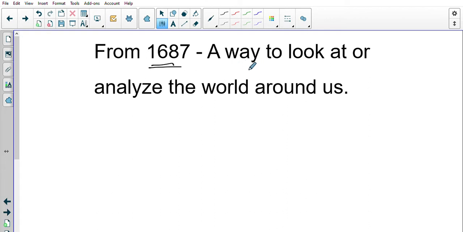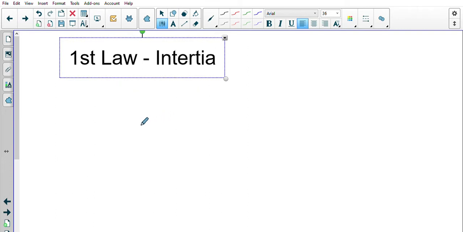Anyways, what these laws of motion do is give us a way to take a look at the world around us and to analyze it in terms of forces and motions, accelerations, and so on. It's sort of the framework that we can use to understand how the world works. So let's take a look. This first law is what we call the law of inertia.